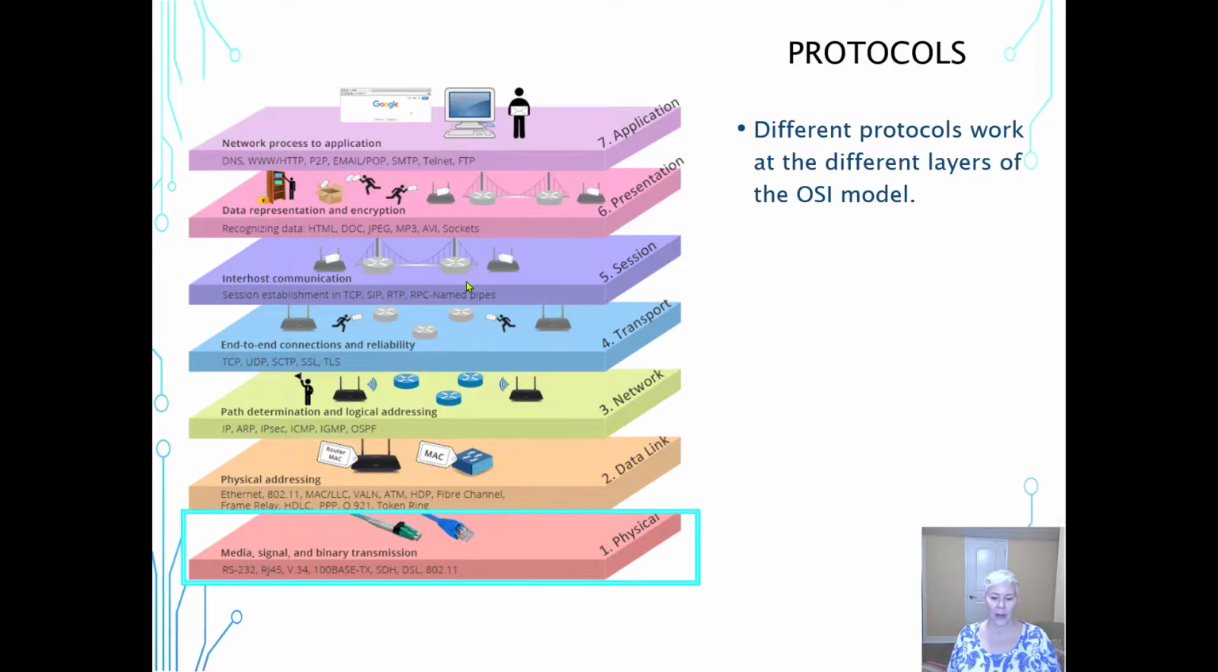Lastly, we have the physical layer. The physical layer is where the actual NIC card on our computers or our intermediary devices are working. This is where we're plugging a cable in. So 802.11, DSL, RJ45s are working here. Our RS232s for serial connections are working at layer 1.